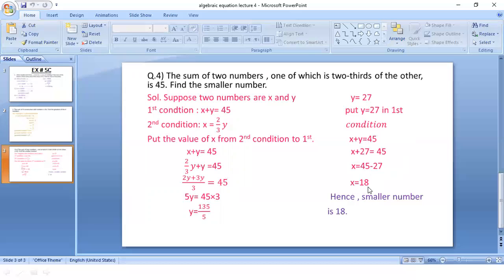Now the first number is x, which is 18. The second is y, 27. आपको नजर आ रहा है 18 छोटा है. So this is our smaller number, and hence it is the answer.